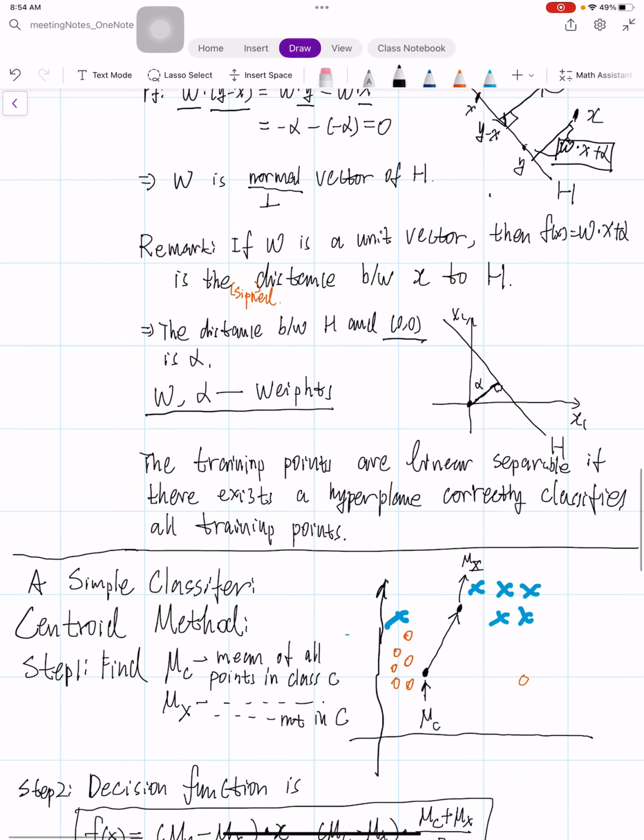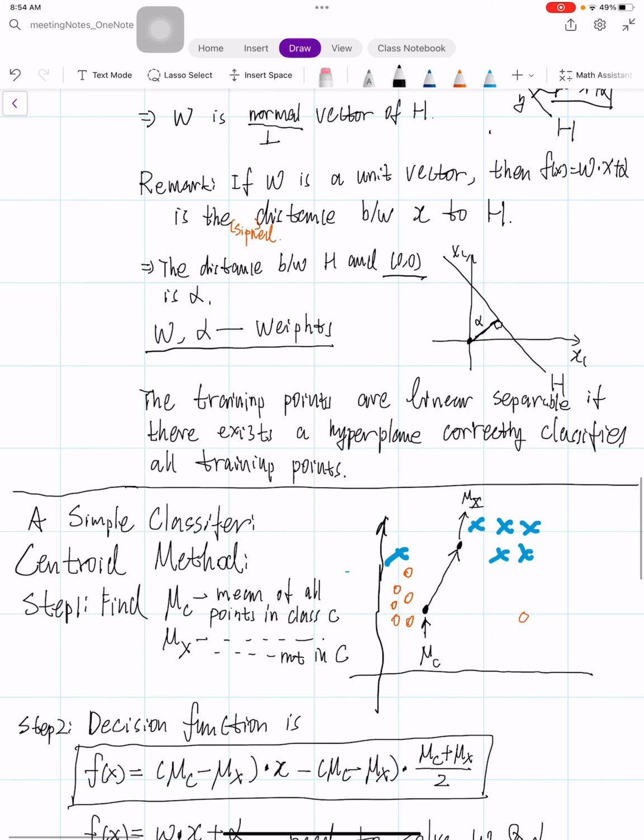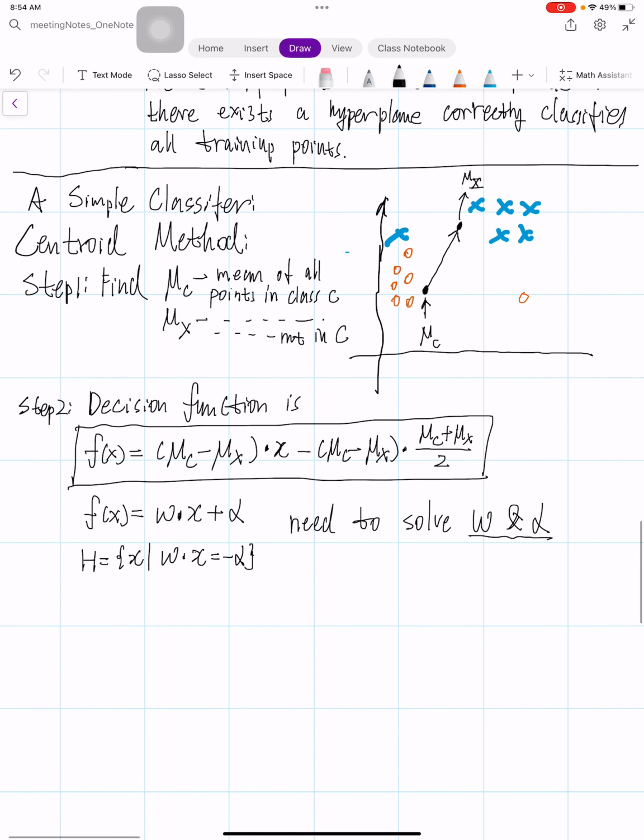Based on the theorem we just introduced to you, theorem 2, for every weight vector, this weight dot product with y minus x for two points on the decision boundary should be perpendicular. So let's come back to our classifier. This is our w weight vector, a vector pointing from this point to this point, so mu c minus mu x is our normal vector, and we want our decision boundary to be perpendicular to this normal vector.